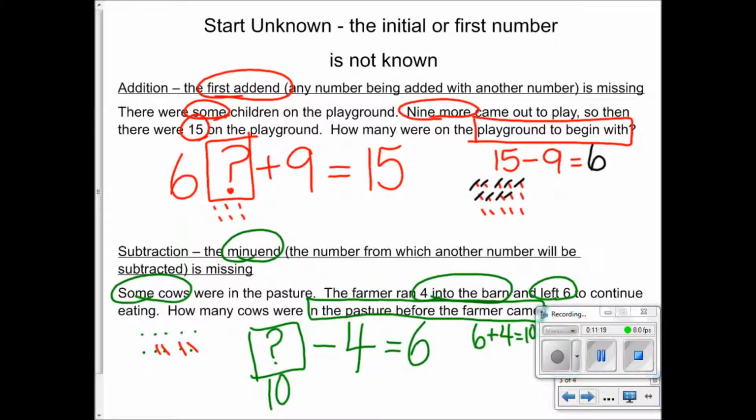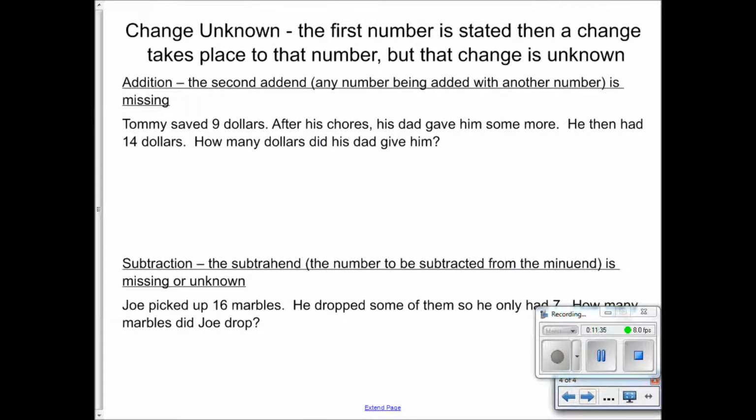And so we have a result unknown. It's at the end. The last number is missing. Start unknown. It kind of gives you a clue. Start means you're at the beginning. The starting number, the beginning number is unknown. Now we have one more. It's called change unknown. That means the first number is stated, then a change takes place to that number, but the change is unknown. And I'm going to show you what I mean by that. This isn't the only day we're doing this, so just hang with me.